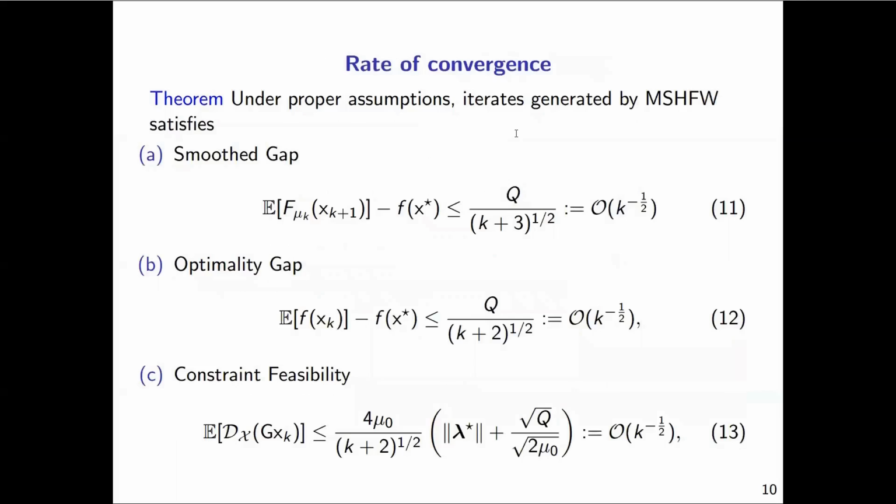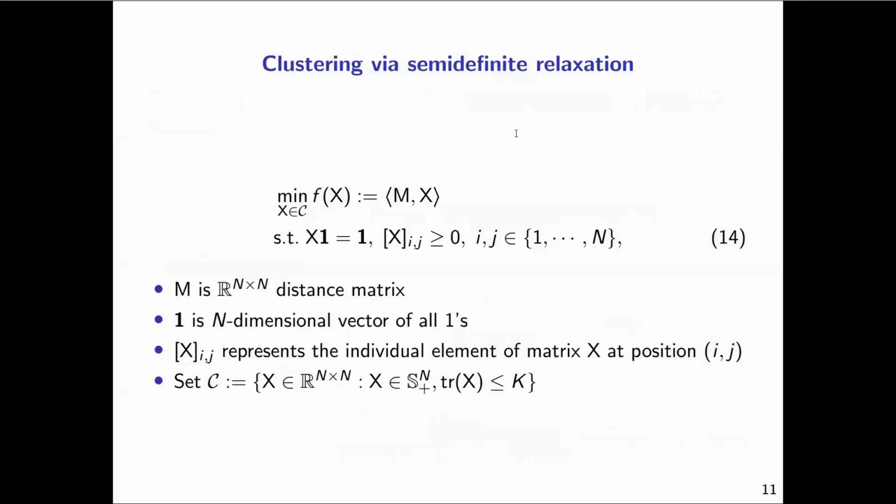Such an approach helps us obtain an optimal convergence rate of order k to the power minus 1 by 2 in terms of both objective and constraint violation, as shown in equations 11 to 13. We verify our theoretical contribution on the clustering problem, which is shown in equation 14. Basically, the constraint calligraphic C has an additional trace constraint, which is expensive to project on, and hence the proposed method is best suited to solve such problems.